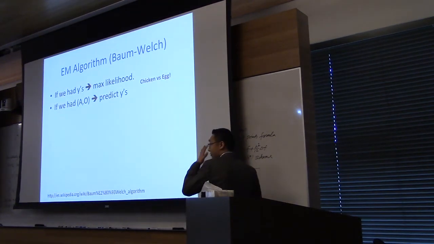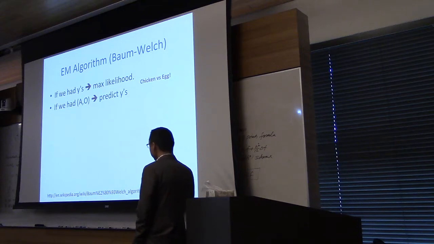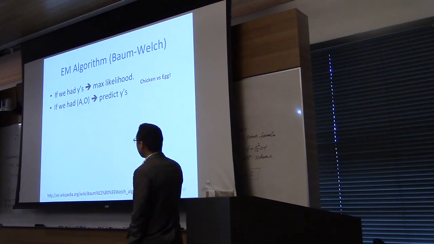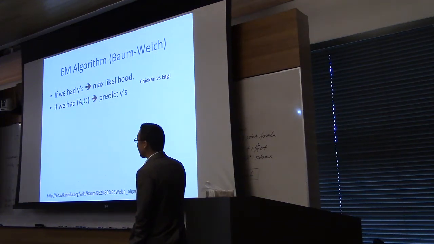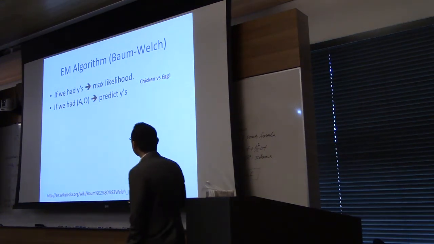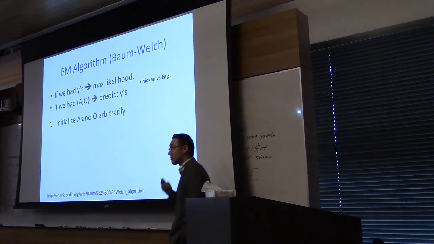So the standard algorithm for training hidden Markov models is called the EM algorithm, also known as Baum-Welch. Right? So if we had the Y's, then we could just solve using the closed form formulas, which are the maximum likelihood closed form formulas. If we had the parameters of the model, we can predict the Y's. So this is sort of a chicken and egg problem. We have neither.